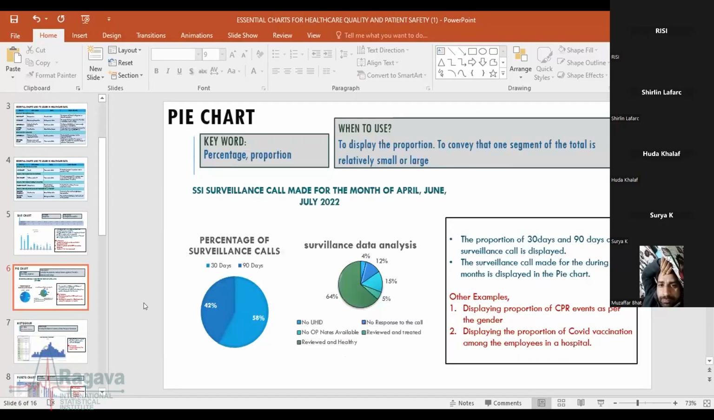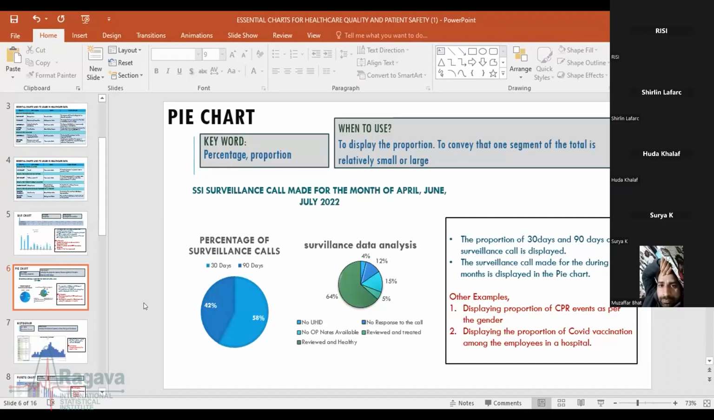The pie chart is used to present the percentage, the proportion. This organization has collected the surgical site infection rate, and they are doing the surveillance call after 30 days and 90 days. For the months of April, June, and July, they wanted to know what the process was, what happened for the surveillance call.